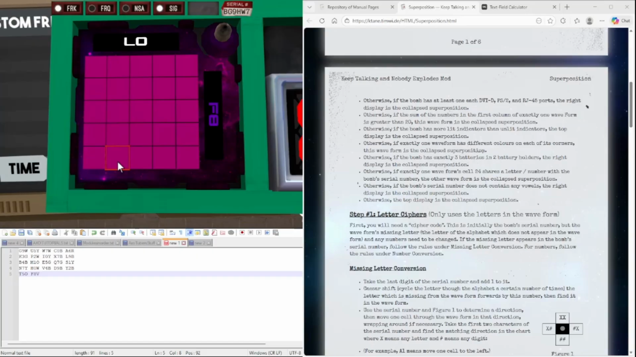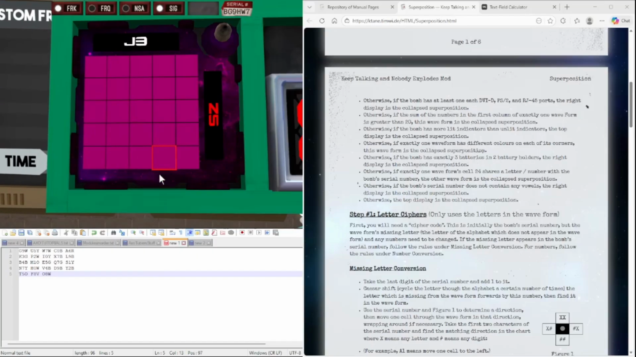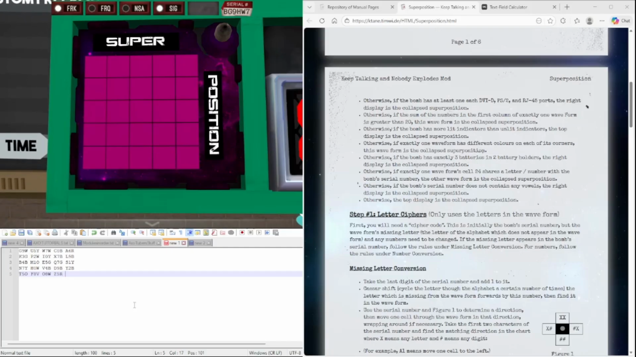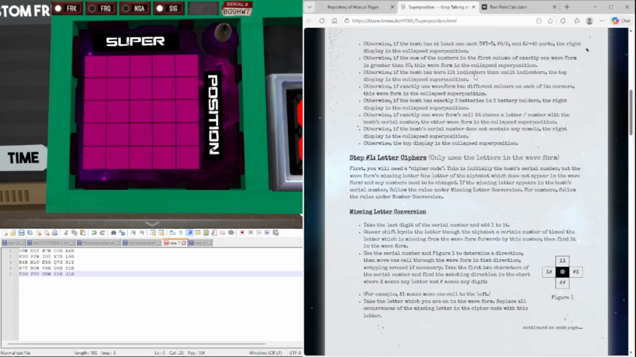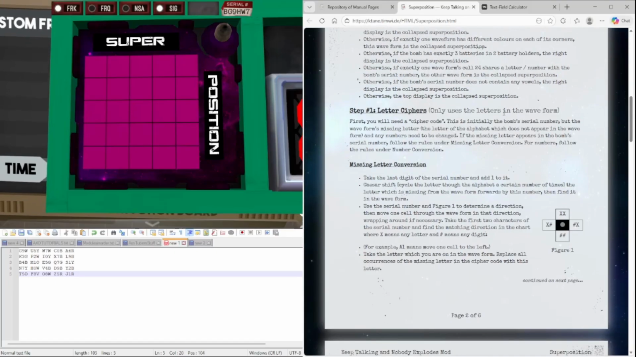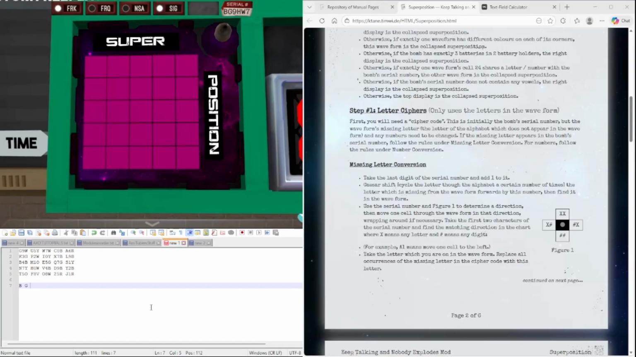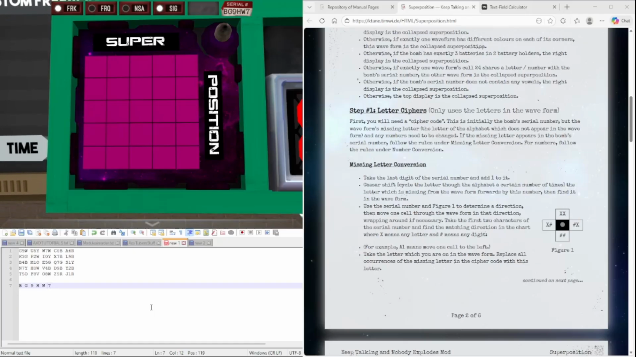Oh, O8 white. Z5 red. And J1 red. We use the cipher code. This is the one serial number. So BG9 HW7. BG9 HW7.